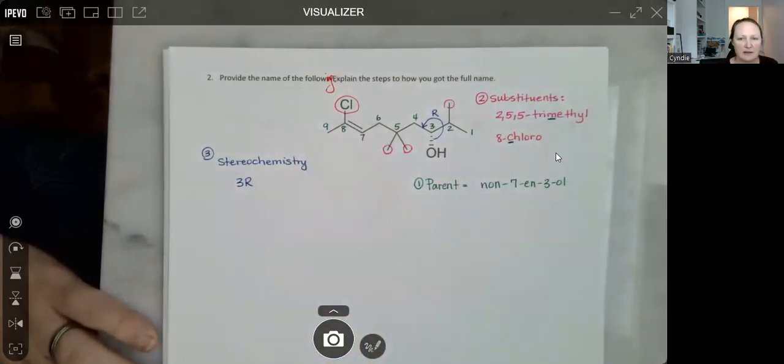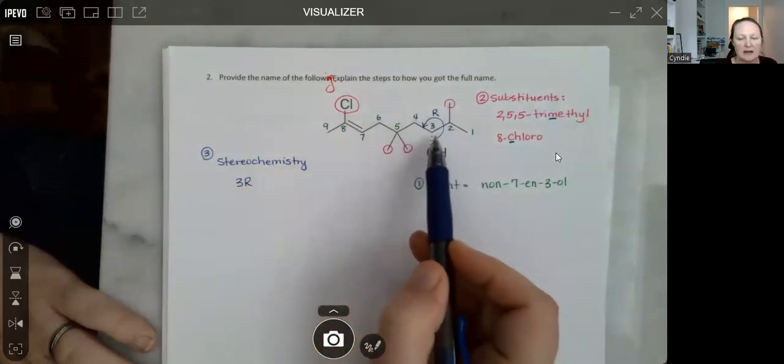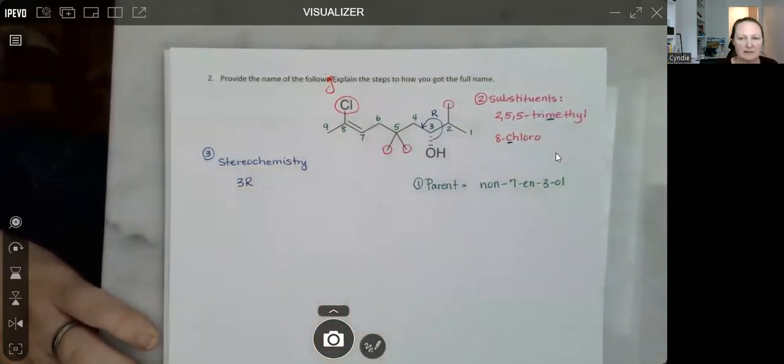Technically, you don't need the 3. You could leave it off because there's only one chiral center. But it's not wrong to also include it.